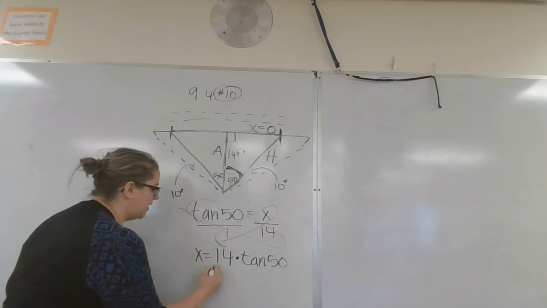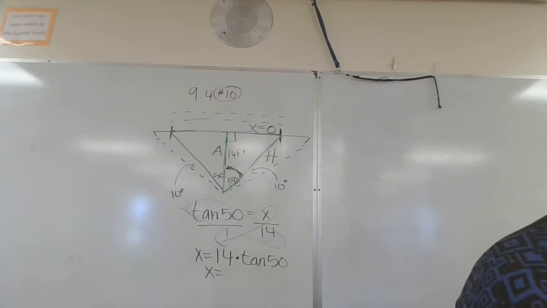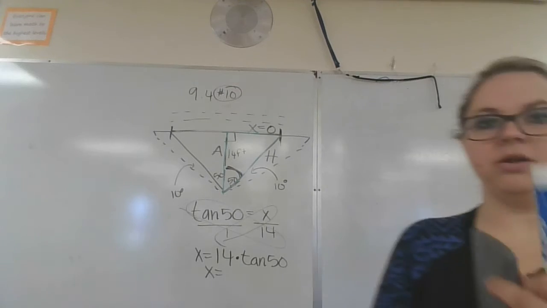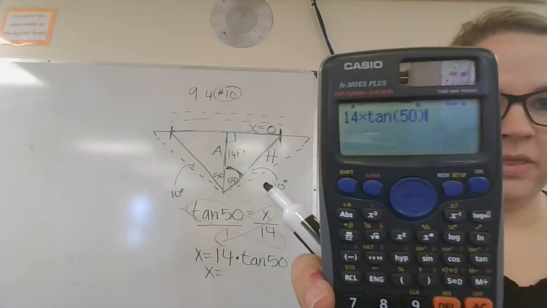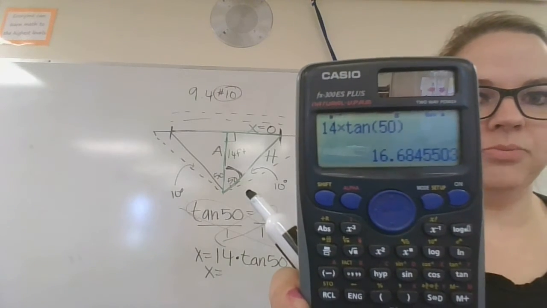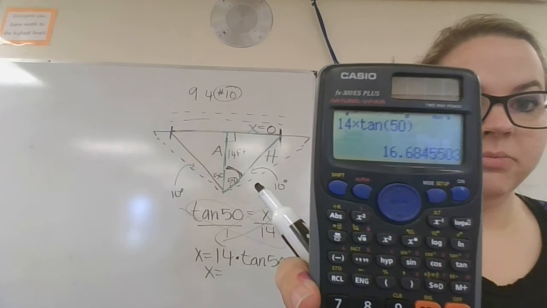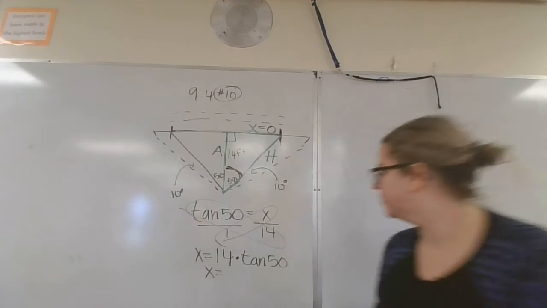Now I put that in my calculator: x equals 14 times tangent of 50. When you put it in your calculator, either on your phone, it should look something like that. It equals, I got 16.68. Now it says to round to the nearest tenth, so that's going to be 16.7.